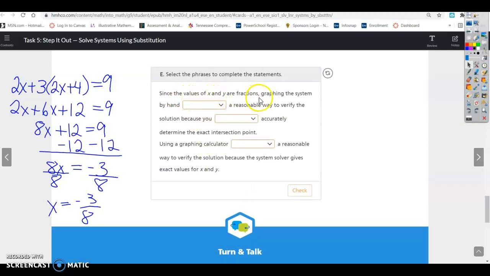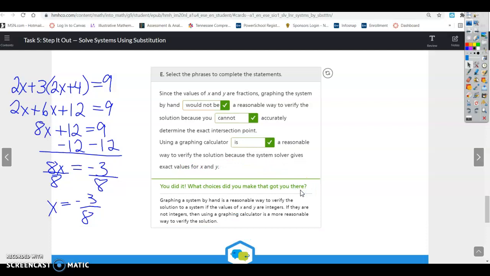Since the values of x and y are fractions, graphing the system by hand would not be a reasonable way to verify the solution, because you cannot accurately determine the exact intersection point. Using a graphing calculator is a reasonable way to verify the solution because you can find the exact x and y, or the exact intersection point. All right, that is all for task 5.